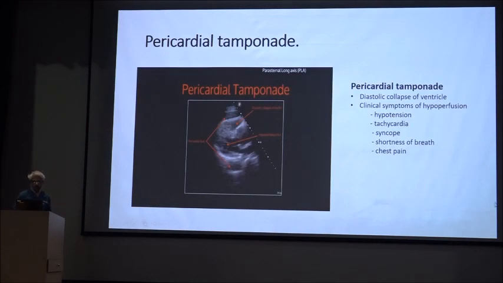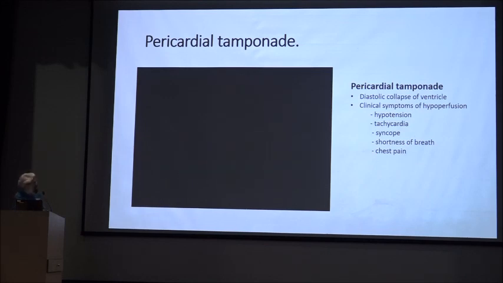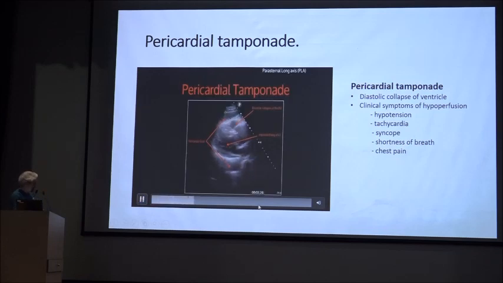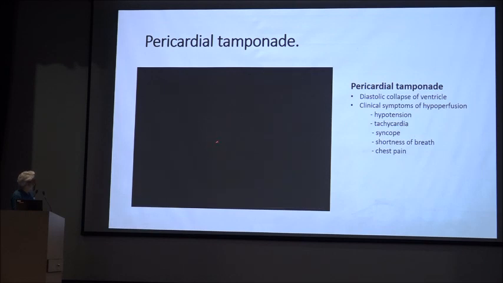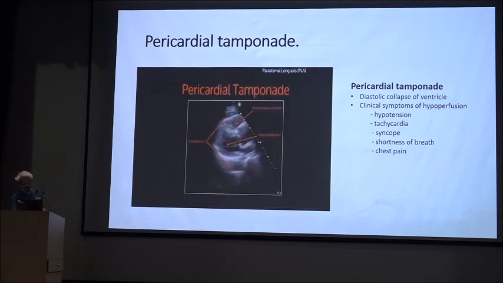And the other thing is pericardial effusion along with tamponade. So when do you call it a tamponade? Basically, it's pericardial effusion along with diastolic collapse of the ventricle, or any clinical symptoms of hypoperfusion like hypotension, tachycardia, syncope, shortness of breath, or chest pain. In this we can see this diastolic collapse of the RV, impaired filling of the LV, and this pericardial fluid around the heart. So this is most likely a pericardial tamponade.